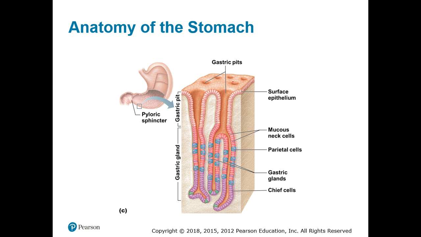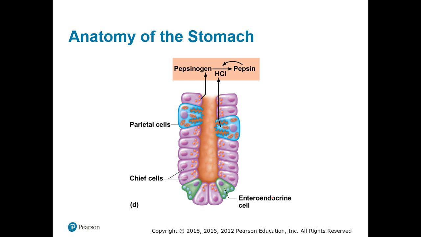So here we have our gastric pits. And then it has our gastric glands. We have parietal cells here. We also have chief cells, and both of those work hand in hand to help make stomach acid and break down proteins. Here we have our parietal cell and our chief cell. Pepsinogen changes to pepsin whenever HCl is present, which is secreted by those parietal cells.